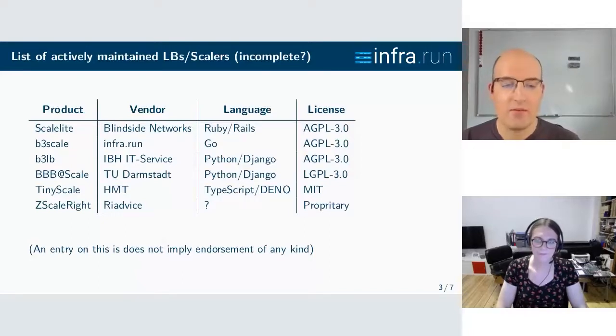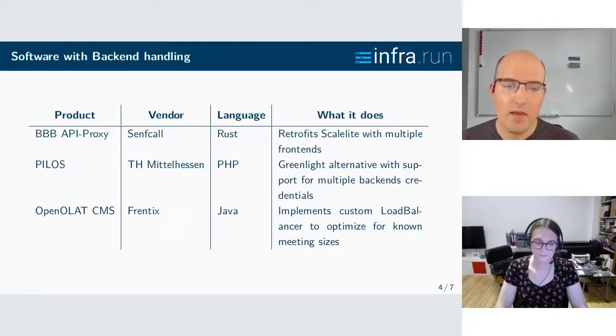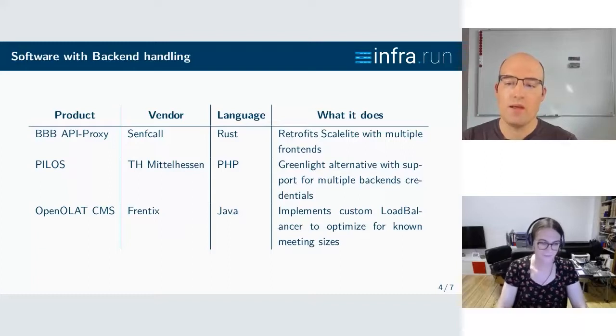It is quite a list, though. That's true, and that is also something that I want to talk about. But first, there is also software that has dedicated backend handling, even though it's technically not a scaler itself. There is the Zenfcall BBB API proxy, which basically retrofits Scalelite to serve multiple front ends. So basically it issues multiple API secrets, which is how it discriminates different front ends.